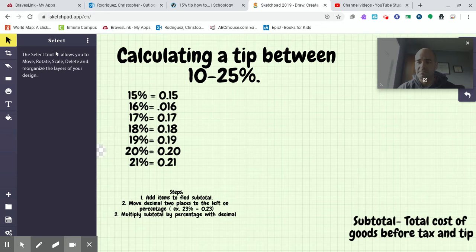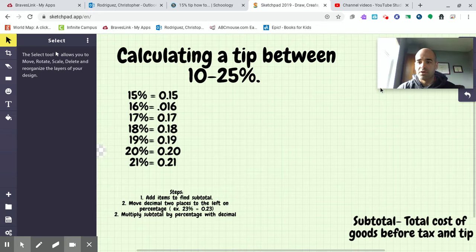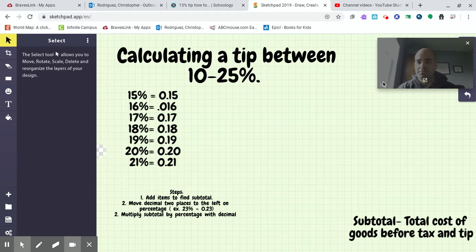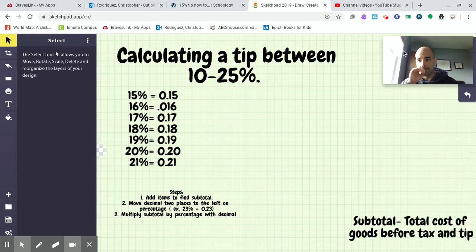Different people like to tip different ways, and depending on where you are and what they're doing, you might tip just a little bit differently. So, how can we calculate any percentage? Right now we're going to focus on 10 to 25%. Everything really is the same.